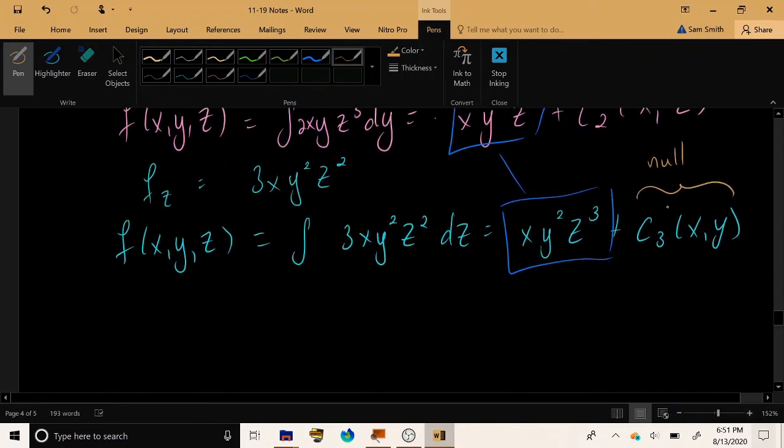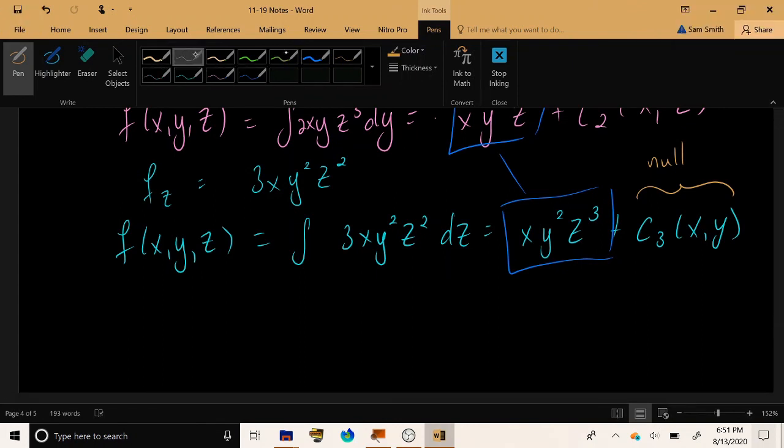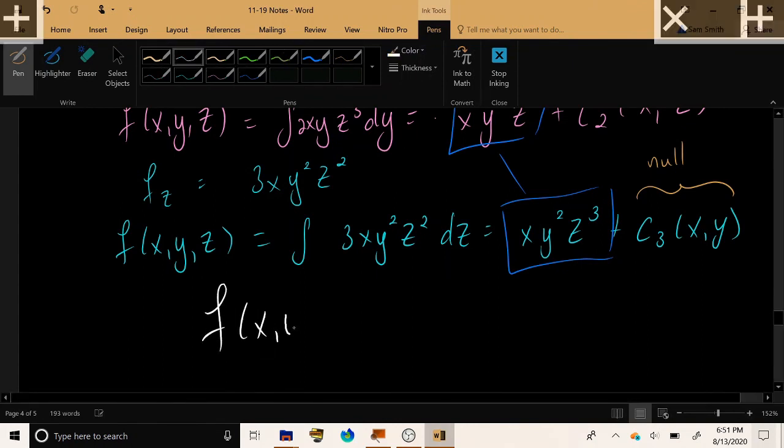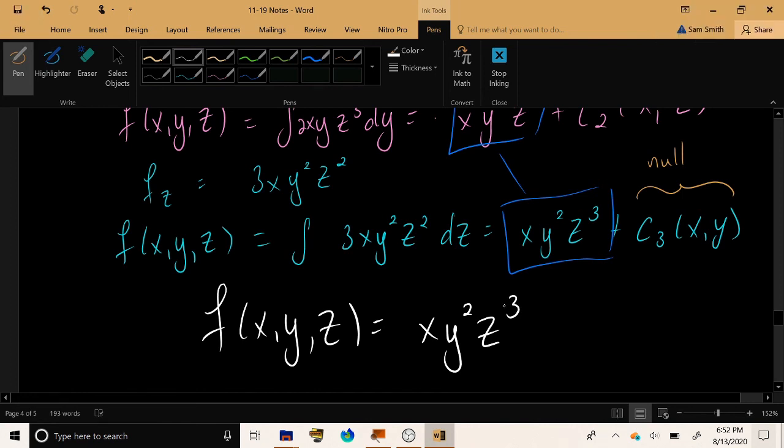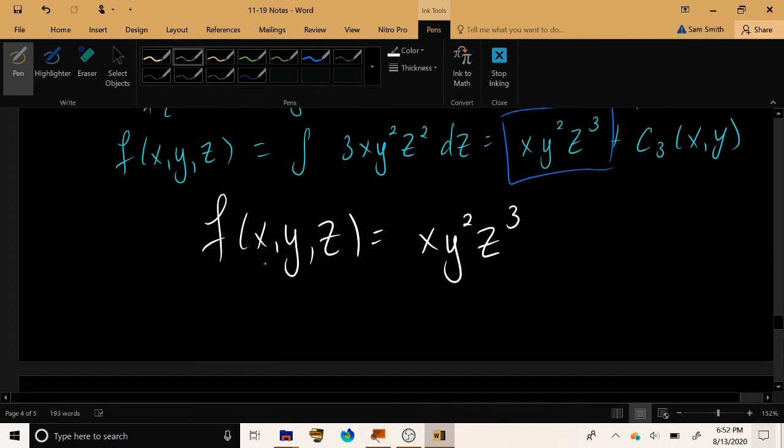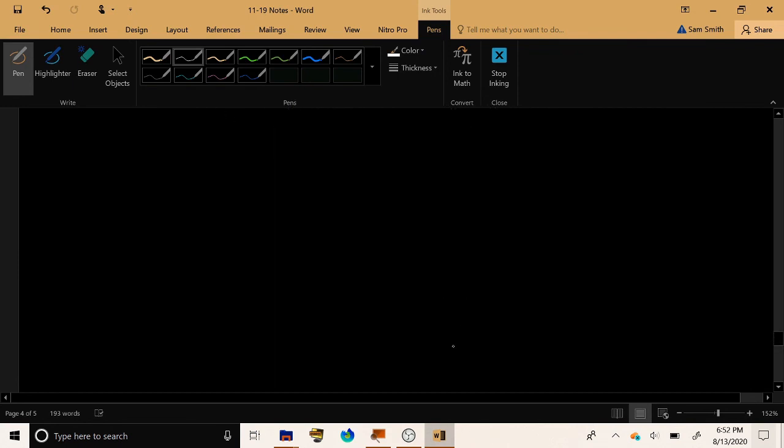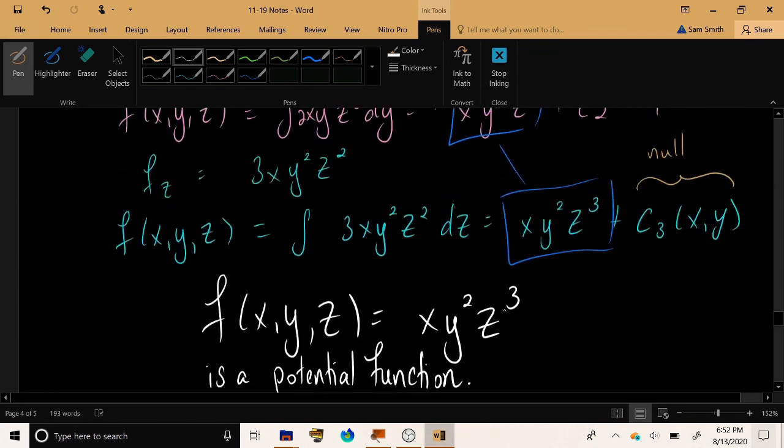So our potential function, when all is said and done, we get to take f of x, y, z equals x, y squared, z cubed. And you can confirm that if you take the partial derivative with respect to x, y, and z for this function, then you'll get back the vector field that we had at the start. So this is a potential function. All right, that concludes this exercise. I didn't even need the second page that I set aside.